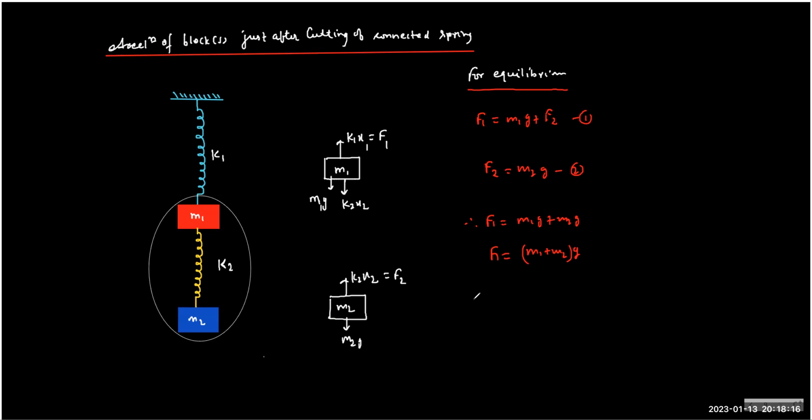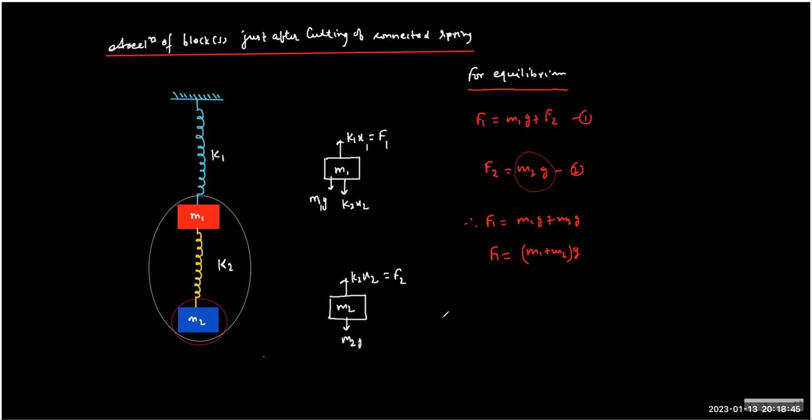So the first spring is holding the weight of the entire mass. So the first spring force must be the total weight of the masses, right? But the second is only holding the lower weight, isn't it? So the second spring force is equal to the weight of the lower mass. So either you can draw the complete FBD and get the answer, or you can do it by common sense.